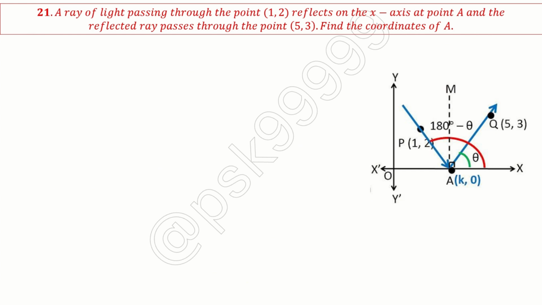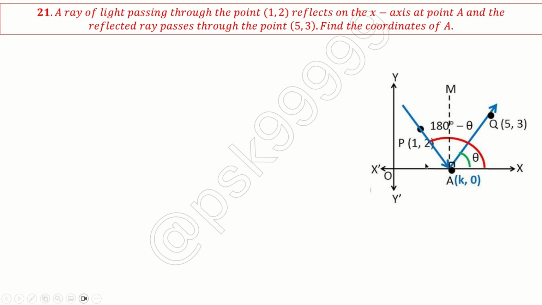Next. A ray of light passing through the point 1 comma 2 reflects on the x-axis at a point A. Important thing is this: x-axis at a point. So don't consider the point as A comma B. It is A comma 0 or something like K comma 0. And the reflected ray passes through the point 5 comma 3. Find the coordinates of A.